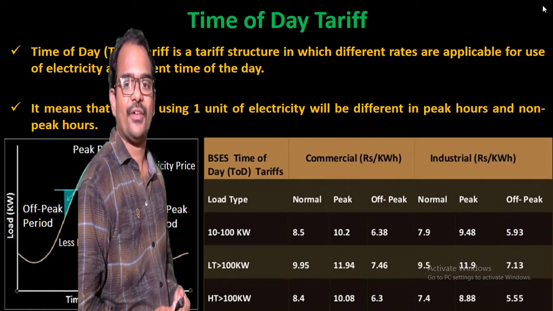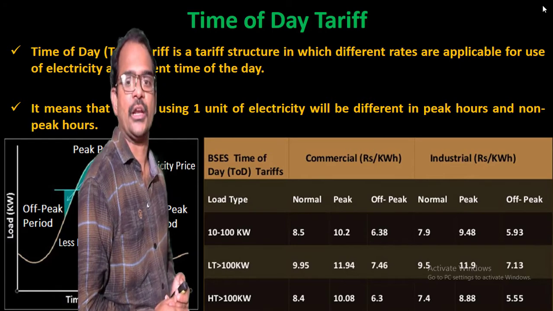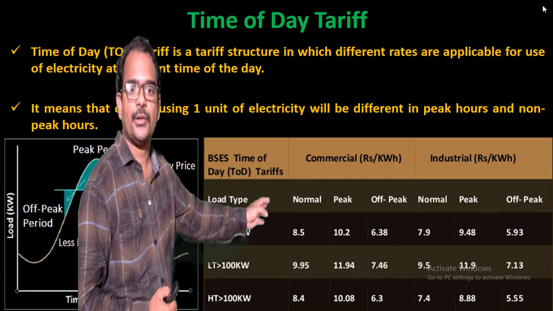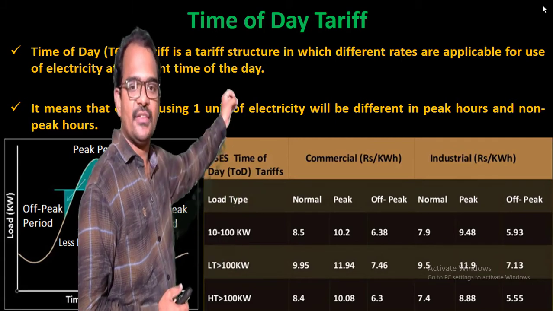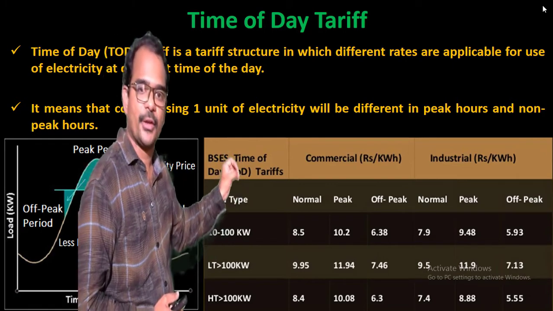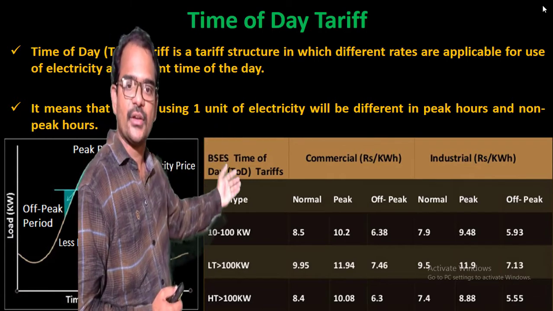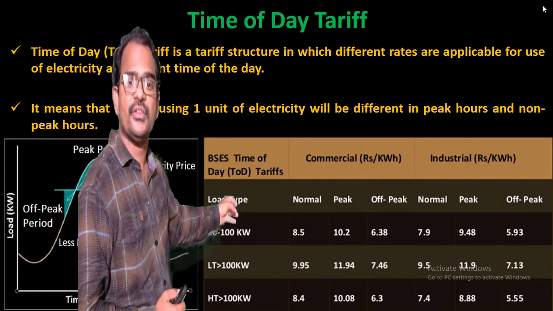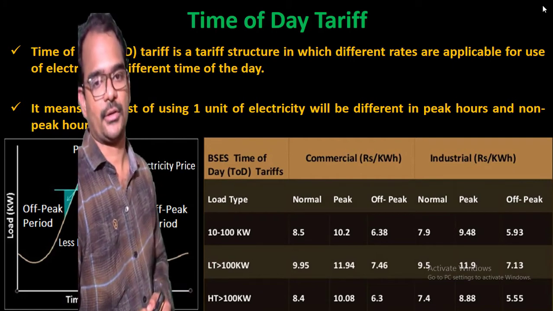Let's take the example of a time of day tariff in a city of India, the capital city of India, New Delhi. So in New Delhi, there is a time of day tariff. We can see load type 10 to 100 kilowatt. So the consumers using 10 to 100 kilowatts, if he is a commercial consumer, what is the cost in normal circumstances? 8.5 rupees per kilowatt hour. If he uses the same load during the peak period, the cost is 10.2 rupees per kilowatt hour. If he uses the electricity during the off peak period, the cost is 6.38 rupees per kilowatt hour only. That is, normally the cost is 8.5 rupees per kilowatt hour. It's a normal base fare.